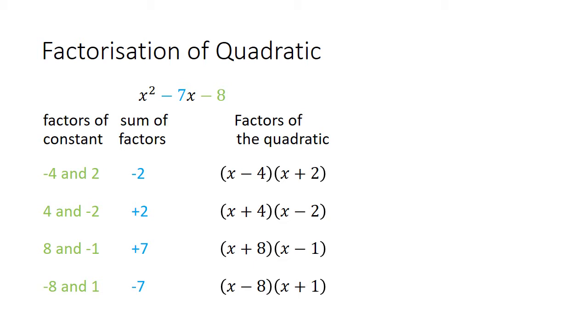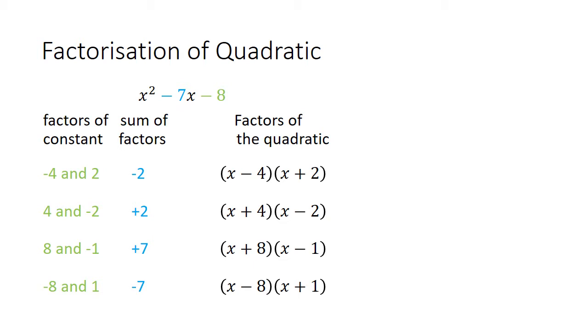We run through the factors of the constant minus 8. So our first set here is minus 4 multiplied by plus 2. If you add these two together, you get minus 2. These two will give us the factors x minus 4 multiplied by x plus 2. However, these are not correct because the sum of the factors, minus 2, has to equal the coefficient of x.